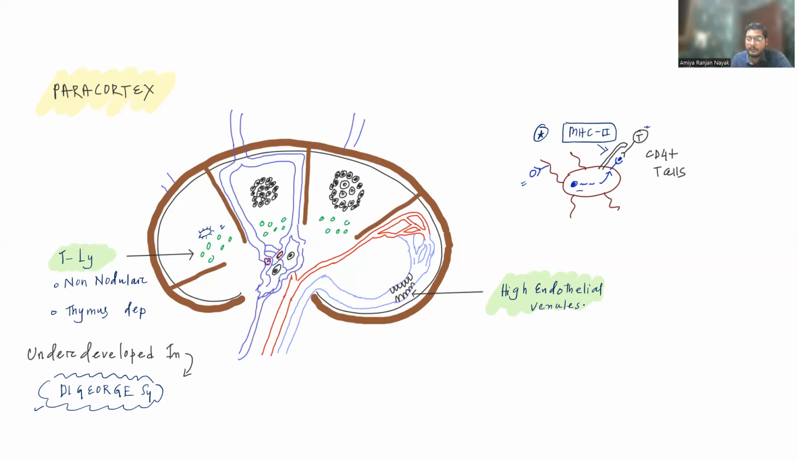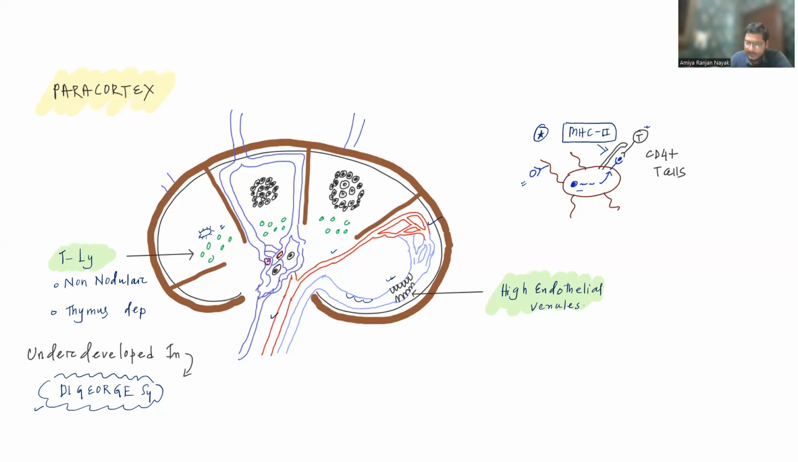What are high endothelial venules? These are nothing but the specialized endothelial cells in the venules. As you can see here, this is the artery, then the arteriole, this is the capillary. Then we have the post capillary venules. Normally the endothelial cells are present like this. Usually they are flat.